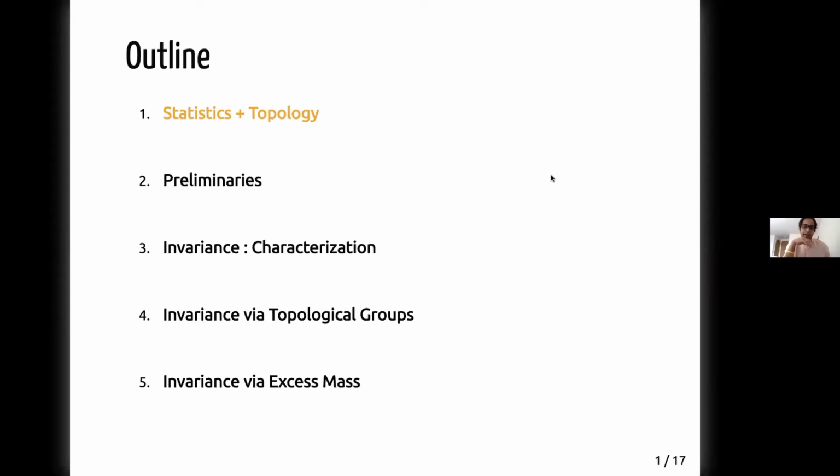The general outline of the talk is I will spend a little bit of time talking about the probabilistic setup and the statistical setup for the problem. Then I'll describe what we mean by statistical invariance of Betti numbers. And then towards the second half, I'll describe how we can construct families that admit invariance and how we can verify whether a given family of distributions admits invariance or not.